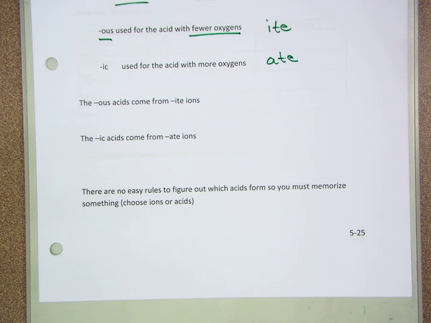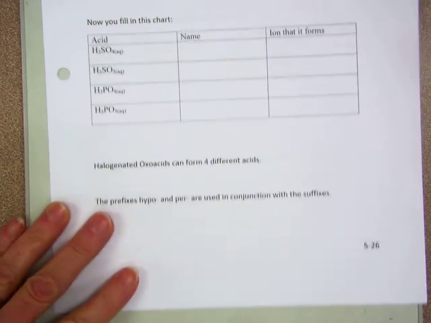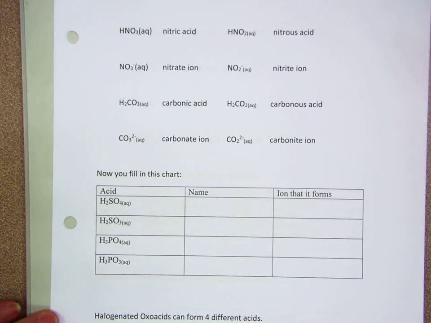Now, this is another place where it's just rote memorization. You have to practice and learn something. You can memorize the acids or you can memorize the ions. Since you've already started on the ions, we can use them for the acids.